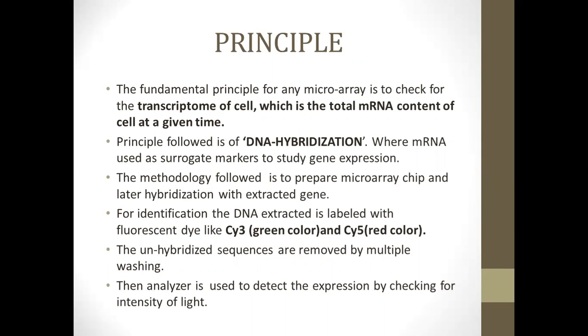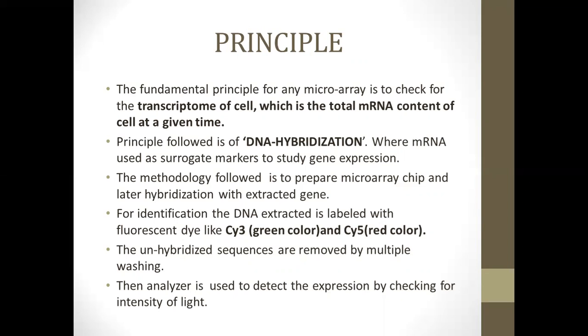The principle behind the use of DNA microarray technology is that it is used to check the transcriptome of the cell. What is the transcriptome of the cell? It refers to the total mRNA content of the cell at a given time. The principle followed is DNA hybridization, where your mRNA is used as a surrogate marker, in which your mRNA serves as a surrogate to form a cDNA, after which you follow the process of DNA hybridization.